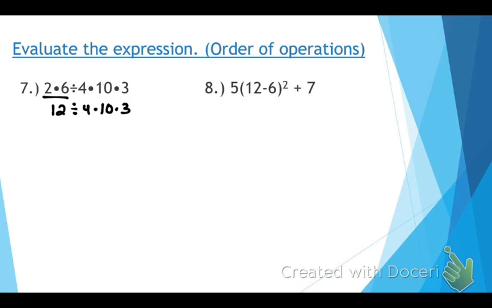What comes first? 12 divided by 4, division. So underline it. What's 12 divided by 4? 3. Then bring everything else down: times 10 times 3. Next up, all that's left is multiplication.